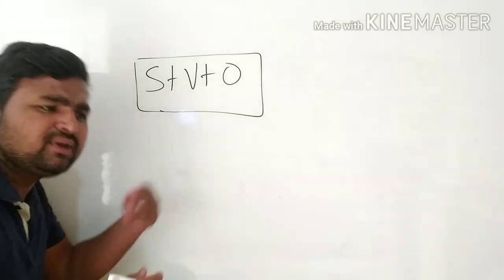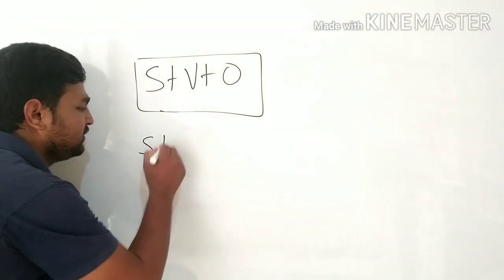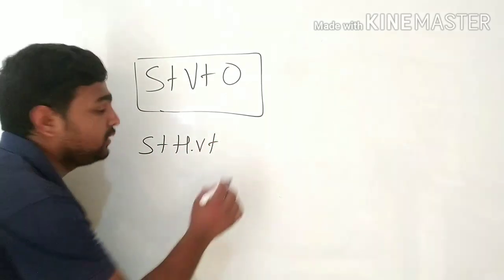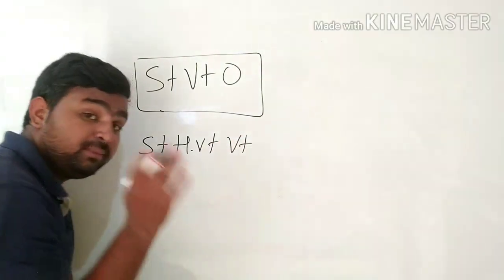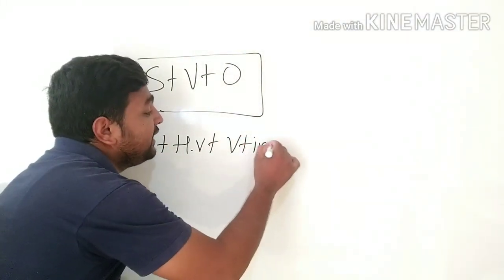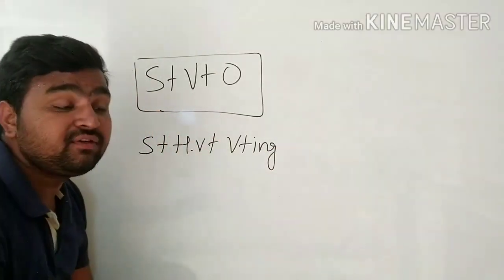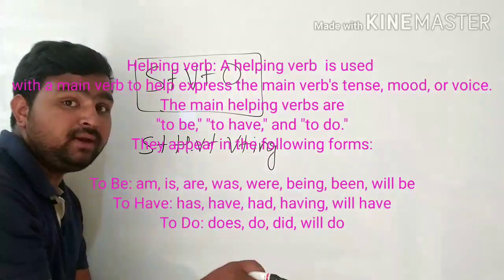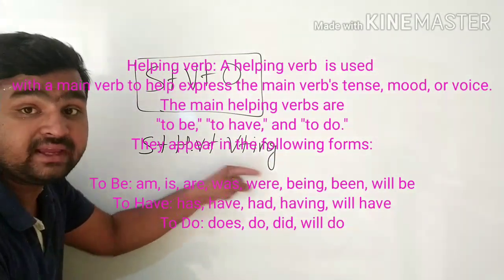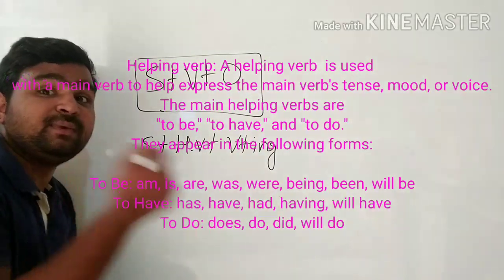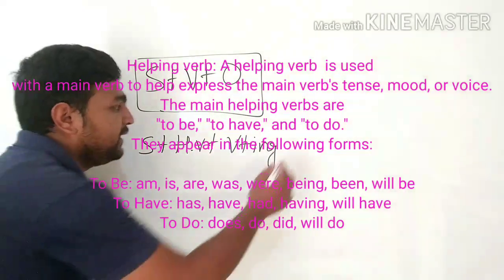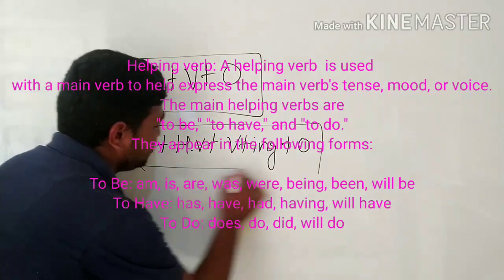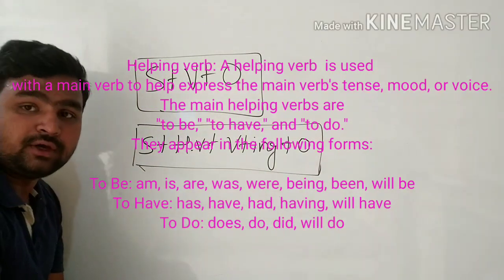A little change we have to make, right? Subject plus helping verb, then main verb. For the main verb we have to add the ing form. This ing form shows that the action is happening right now, right? That's why we use ing, like drinking, speaking, talking, swimming and all, right? Then object. See, this is the syntax of present continuous tense.